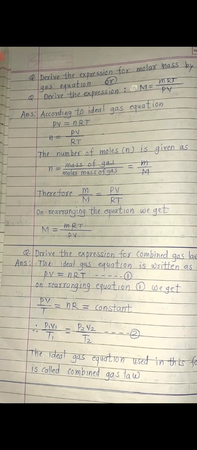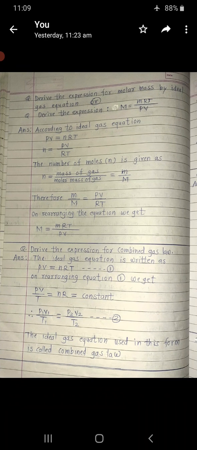Now, derive the expression for combined gas law. The ideal gas equation is written as PV is equal to nRT. Call it equation number 1. On rearranging equation 1, we get PV upon T is equal to nR. n is the number of moles, it is constant, and R is the gas constant. Therefore, the product nR is constant. So, this indicates that PV upon T is equal to constant.